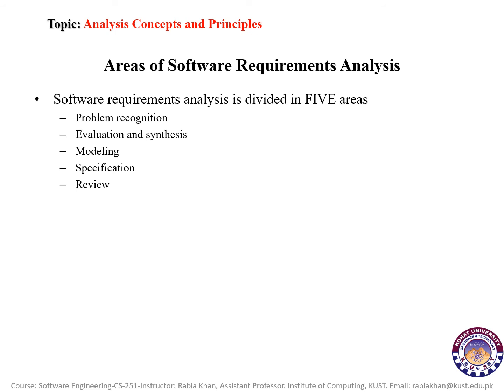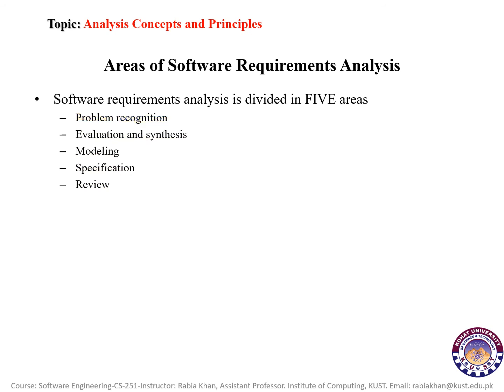Software requirements analysis phase may be divided into 5 further areas, which are problem recognition, evaluation and synthesis, modeling, specification, and review. These are the 5 different sub-steps within the requirements analysis phase.